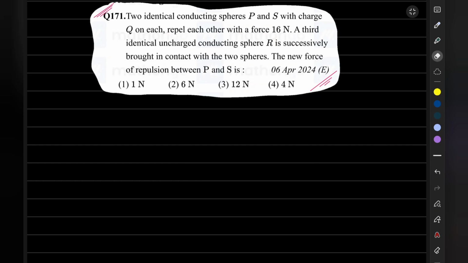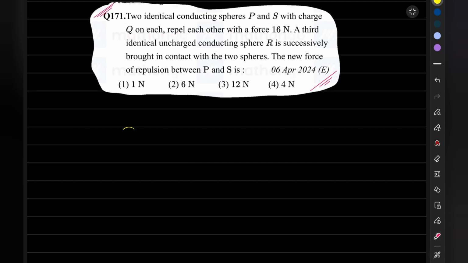So once again we have one more question on the screen. Let's see what this question is saying. According to the question, we have two identical conducting spheres P and S with a charge Q on each, and they are repelling each other with a force of 16 Newton.